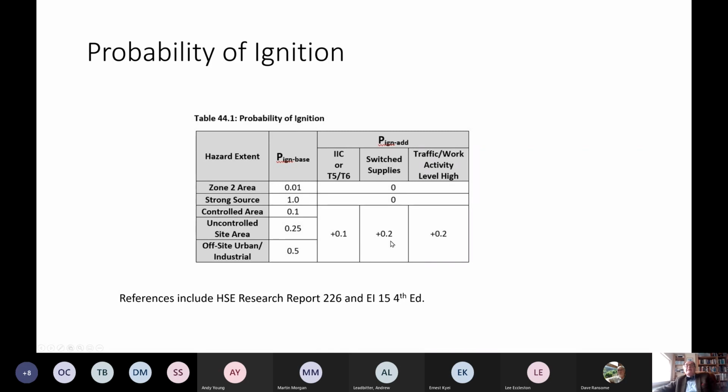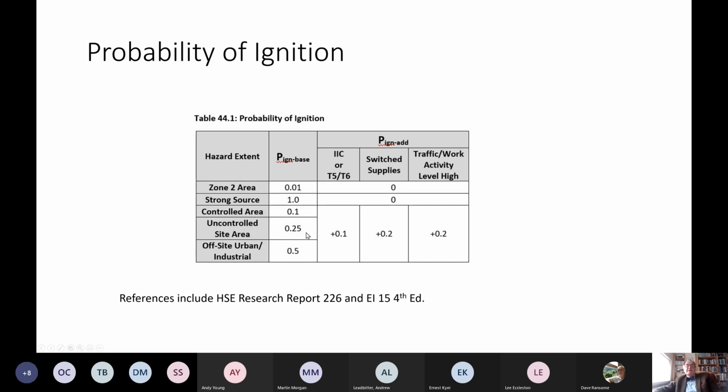If the release extended to areas, switch rooms, substations where there were supplies being switched, another 0.2. If it extended to an area where there was high traffic or a high level of work activity, another 0.2 there. If the release extended off-site into an urban or industrial area, the starting point is 0.5 with these modifiers again as appropriate.